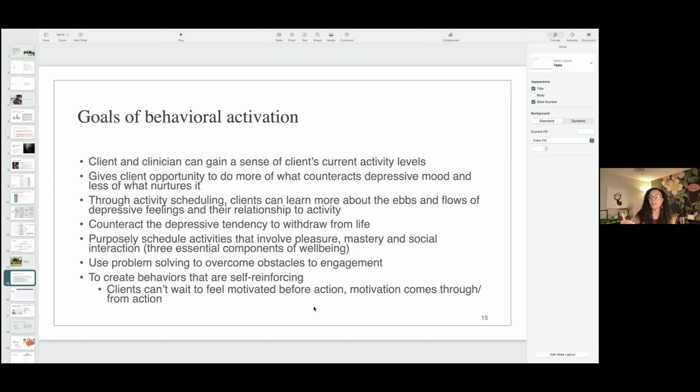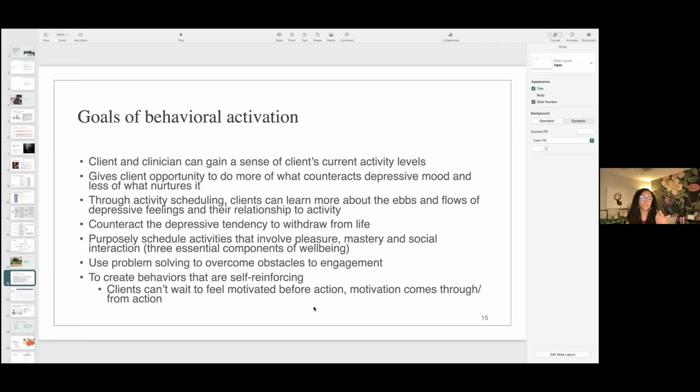When you encourage clients to actually do things where they have a sense of accomplishment, that directly counteracts that message of worthlessness. And social interaction. Nobody cares. Nobody likes me. Nobody wants me around. Social interaction directly counteracts that, because maybe everyone doesn't like you, but there are people in the world that you can find connection with.